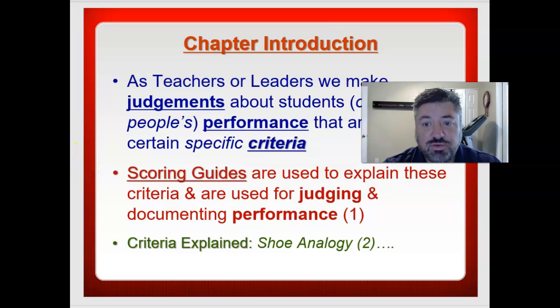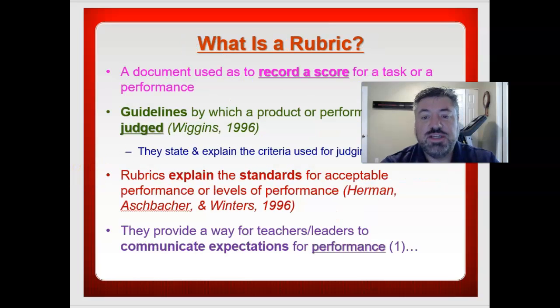All right, the shoe sale would be the overall event or task. All right, so let's dig in. What is a rubric? A rubric is a document used to record a score for a task or a performance. It helps us provide some kind of artifact about the performance. All right, we might use this in a variety of different ways.